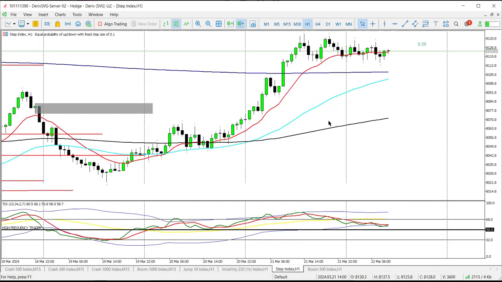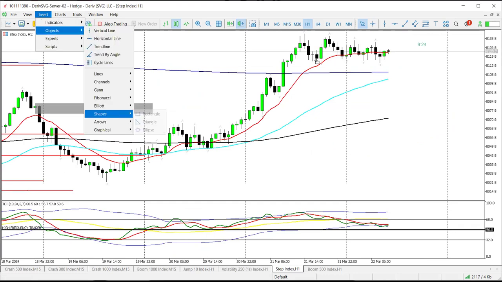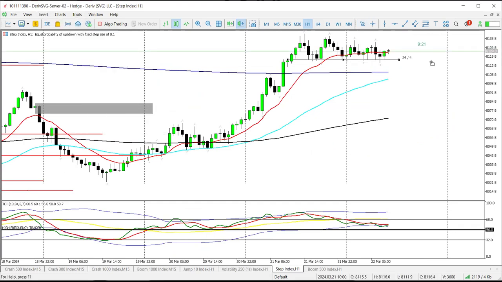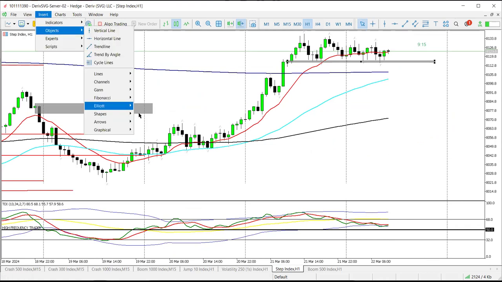Jumping down to step index, looks like it's going sideways based on H1. So based on time, I'm just going to rush on this last setup. So I've got this low here and I've got this high here.